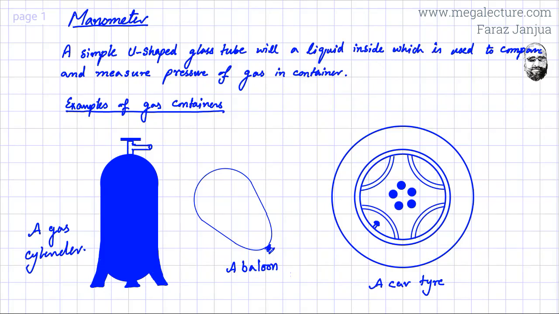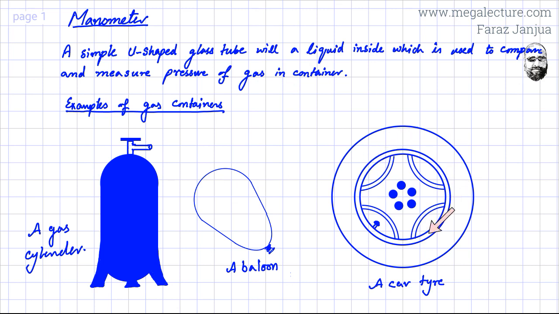Manometer is a pressure measuring device. It is used to measure pressure of gases in closed containers. Some examples of gases in containers: a student normally thinks that it should be a thing that looks like a pressure cooker, but actually that is not the case. A gas container can be a balloon.